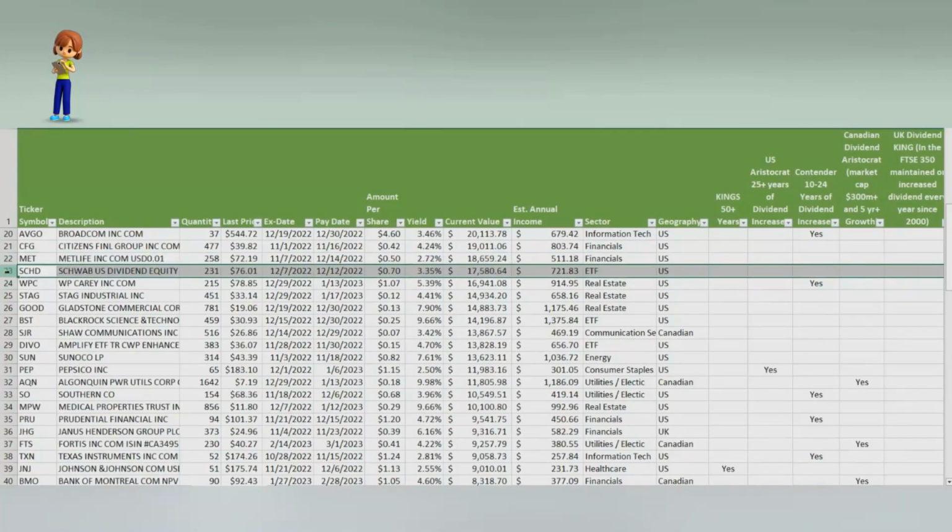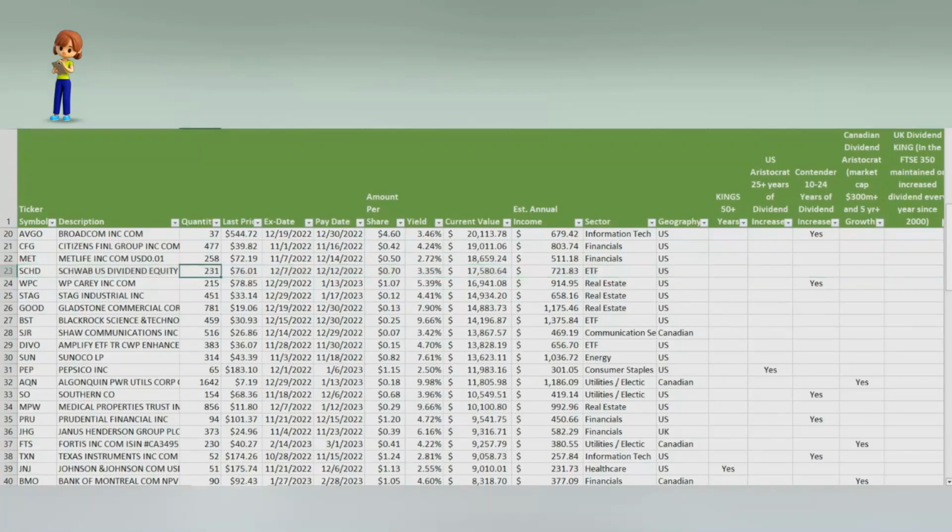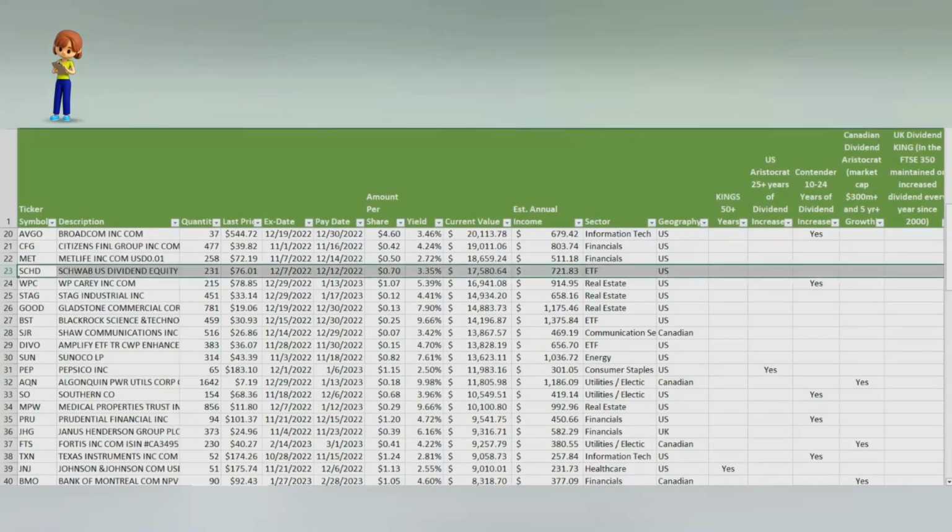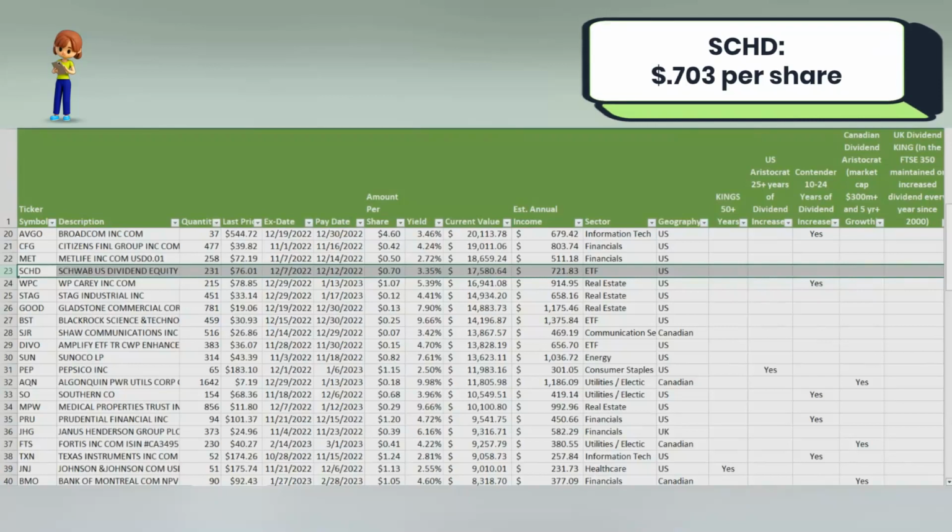Now, you probably know if you watched my ETF video that SCHD is one I really like, and I've been building up this position, especially over the last quarter. So right now I've got 231 shares. It's at a 3.3% yield. I've got about $17,500, and it generates just over $700 a year. And SCHD also gave me a Christmas gift because it's now up to just over 70 cents a share.